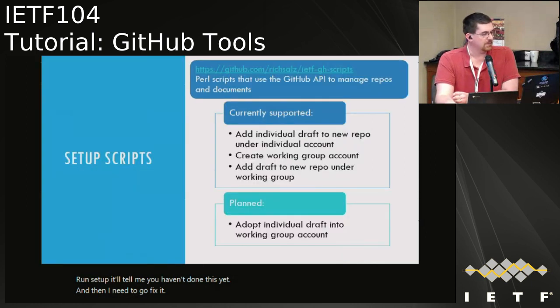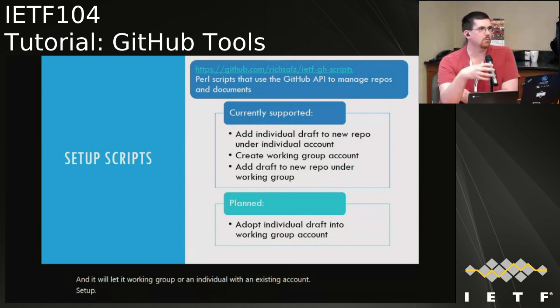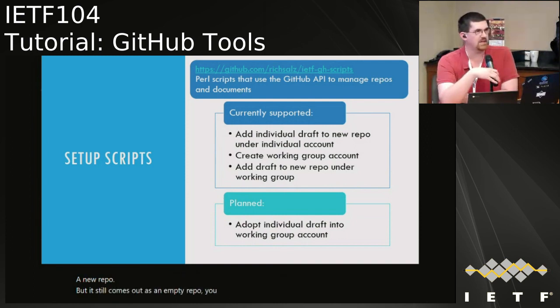There are some setup scripts that Rich Sauls has written that are intended to help you get the repo set up in the first place. So it will create an account on GitHub for a working group, and it will let a working group or an individual with an existing account set up a new repo. But it still comes out as an empty repo. You can upload a template to it.